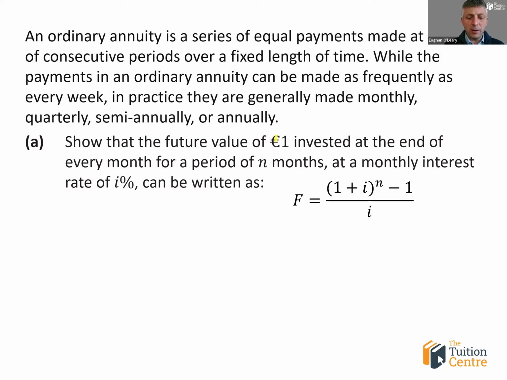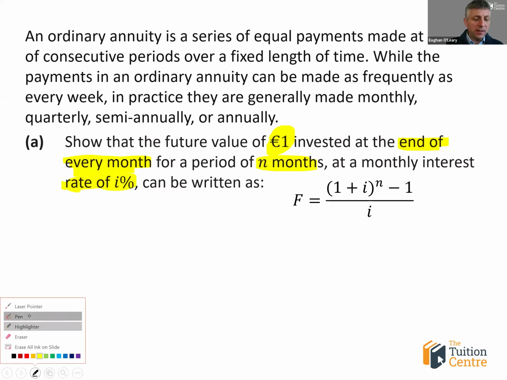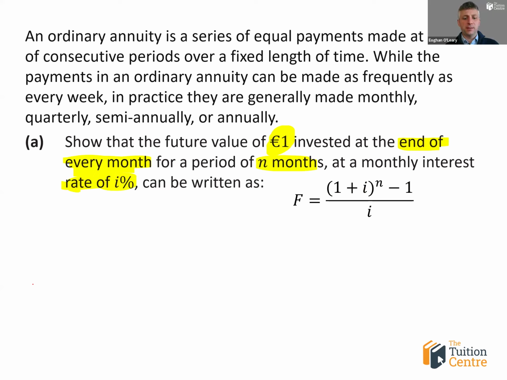Show that the future value of €1 invested at the end of each month, so at the end of every month, for a period of n months at a monthly interest rate of i% can be written as this formula here. So, okay, again, you need to have a think about that, because you could be considering different possibilities as to how to do it.